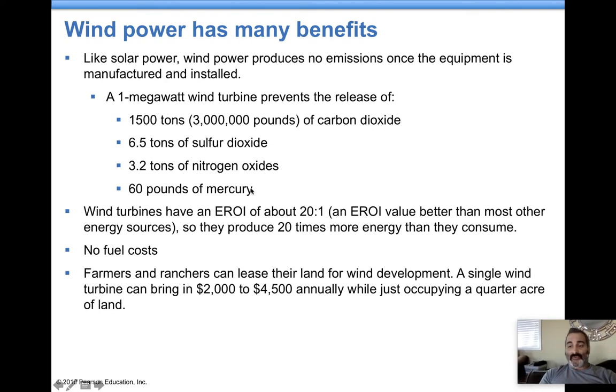Mercury, remember, mercury is released during the combustion and excavation of fossil fuels. 60 pounds of mercury. Doesn't seem like a lot, but you've got to understand mercury is bad for us when we're dealing with parts per million. Small amounts of mercury make us ill. So 60 pounds is a lot of mercury. Okay, so it would make us very ill. Another benefit of a wind turbine. So these are prevention methods. A one megawatt turbine would prevent this if you're comparing it to fossil fuel combustion.